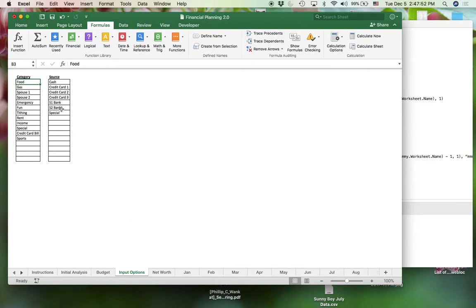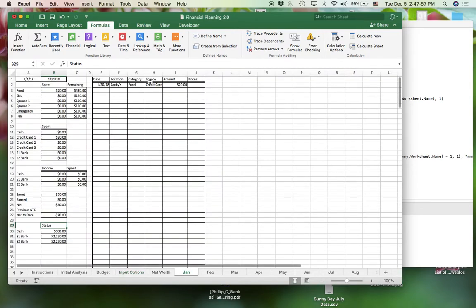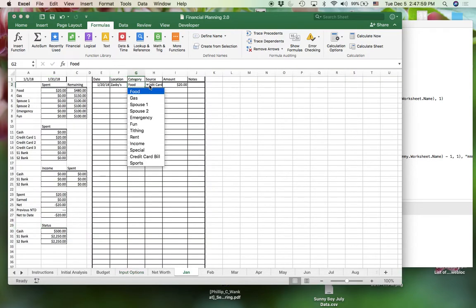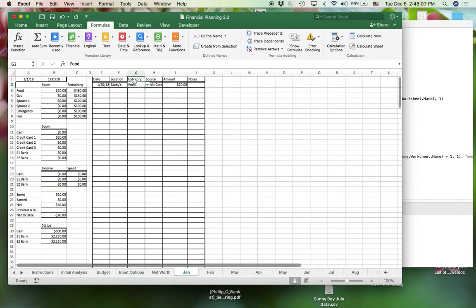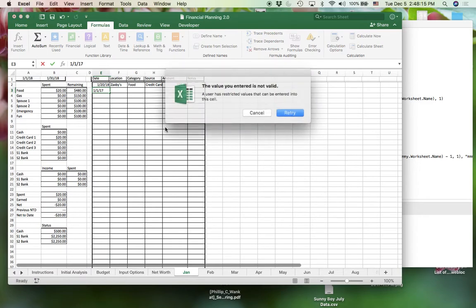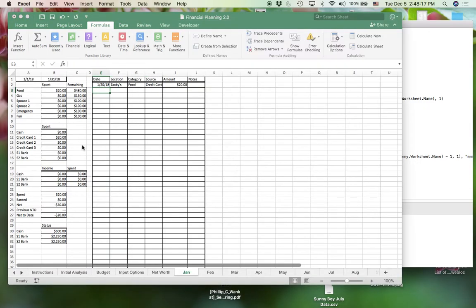These are the different means by which money can be spent. So we're going to jump back to net worth in a sec, but if we look at this, those two dynamic named ranges are used here. If I come back here and delete sports, then it disappears on here. Another cool thing is that this is data validated. If I try to enter a date from last year, it does not work.